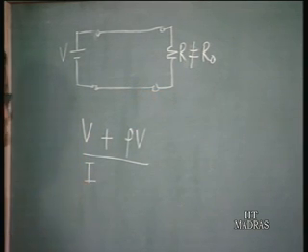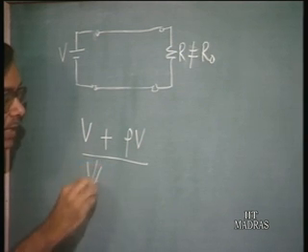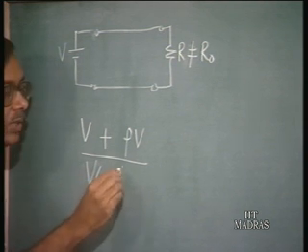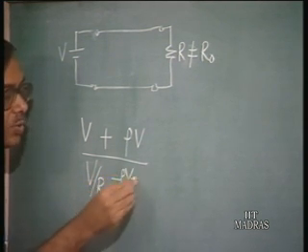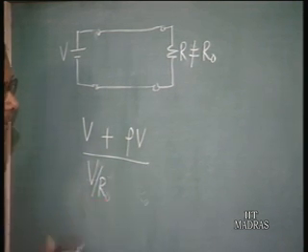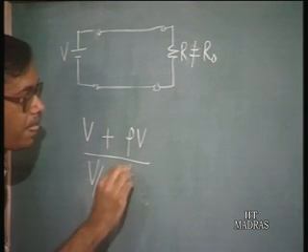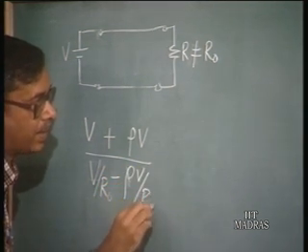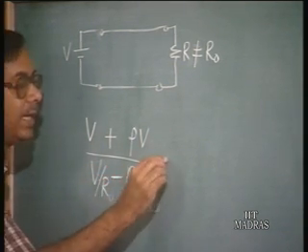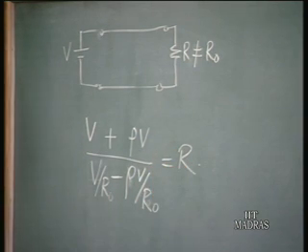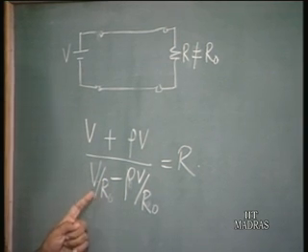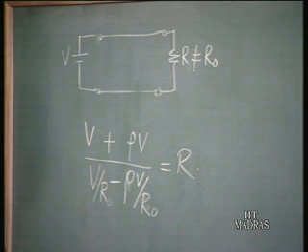Now, this I is equal to V by R naught, because that is the ratio of the voltage to current in the line. So V by R naught is the incident current, and the reflected current is going to be minus rho V by R naught. The ratio of the voltage and current at the load end should be equal to R. So (V plus rho V) divided by (V by R naught minus rho V by R naught) is equal to R.